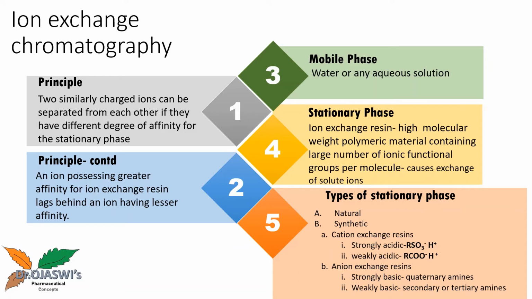Under cation exchange resins, there are strongly acidic resins which consist of sulfonic acid, and weakly acidic resins which consist of carboxylic acids. The strongly acidic resins are used widely. Anion exchange resins contain basic groups. They are subclassified as follows: strongly basic resins which consist of quaternary amines, and weakly basic resins which consist of secondary or tertiary amines.